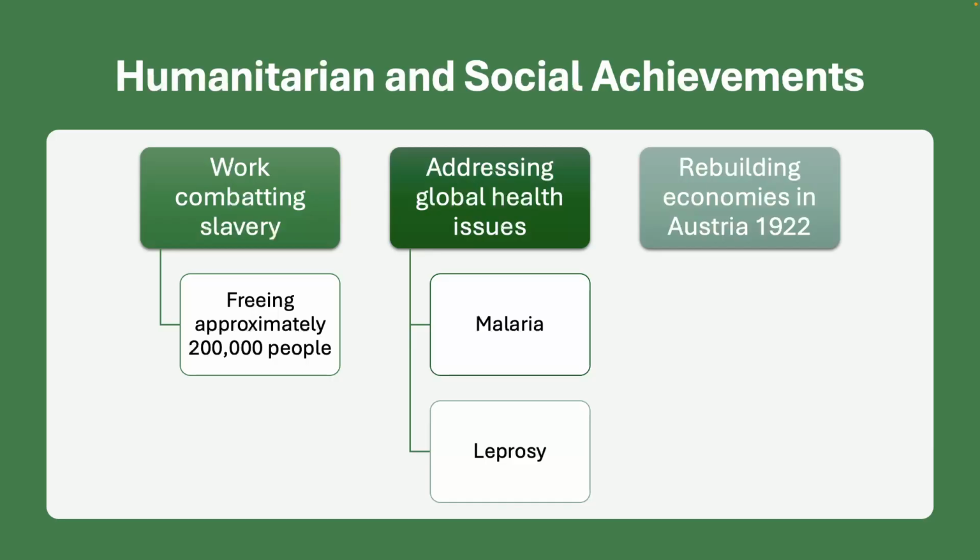So, if you were to get an essay question inviting you to discuss the successes and failures of the League of Nations, you could divide the successes into two paragraphs. You could talk about the peacekeeping and border dispute successes and talk about Upper Silesia, the Aaland Islands, the Greco-Bulgarian dispute, the Iraq-Mosul dispute. And then you could talk about humanitarian achievements: the combating of slavery, freeing around 200,000 slaves, the combating of malaria and leprosy, the rebuilding of economies in Austria and Hungary in 1922 and 1923, respectively.